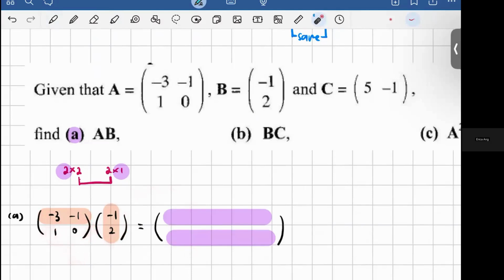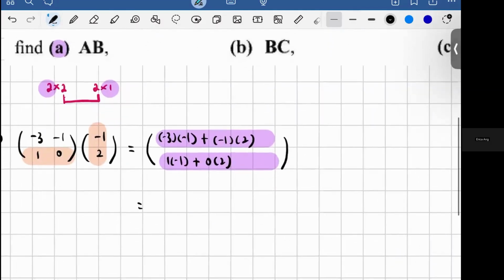This one here works as this times this plus this times this. So you just do negative 3 times negative 1 plus negative 1 times 2. You multiply the individual ones and then add them together. Next one, same thing, but bottom row now. So bottom will be over here: 1 times negative 1, 0 times 2. Then you just press your calculator. 3 minus 2 is 1. Negative 1, so this is just negative 1.